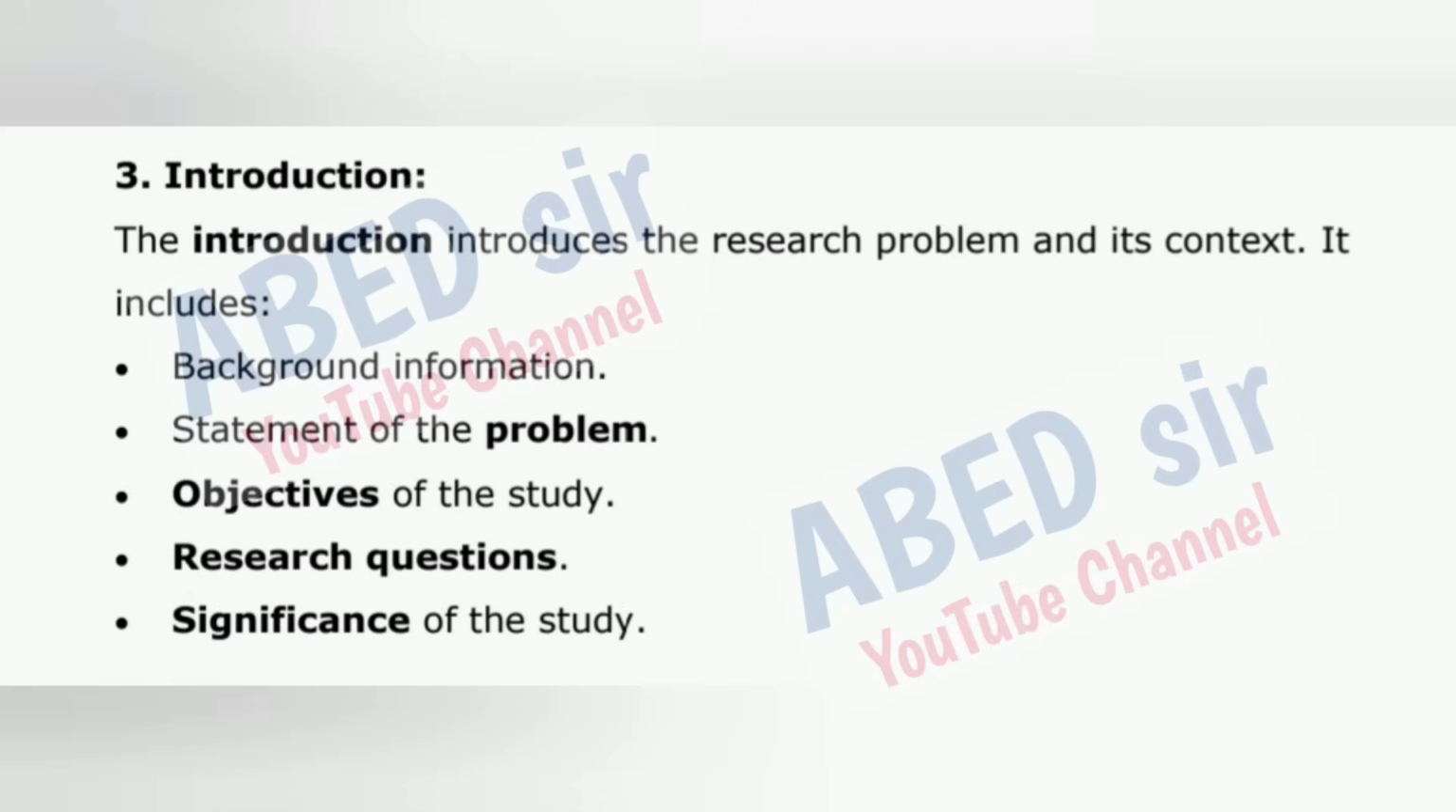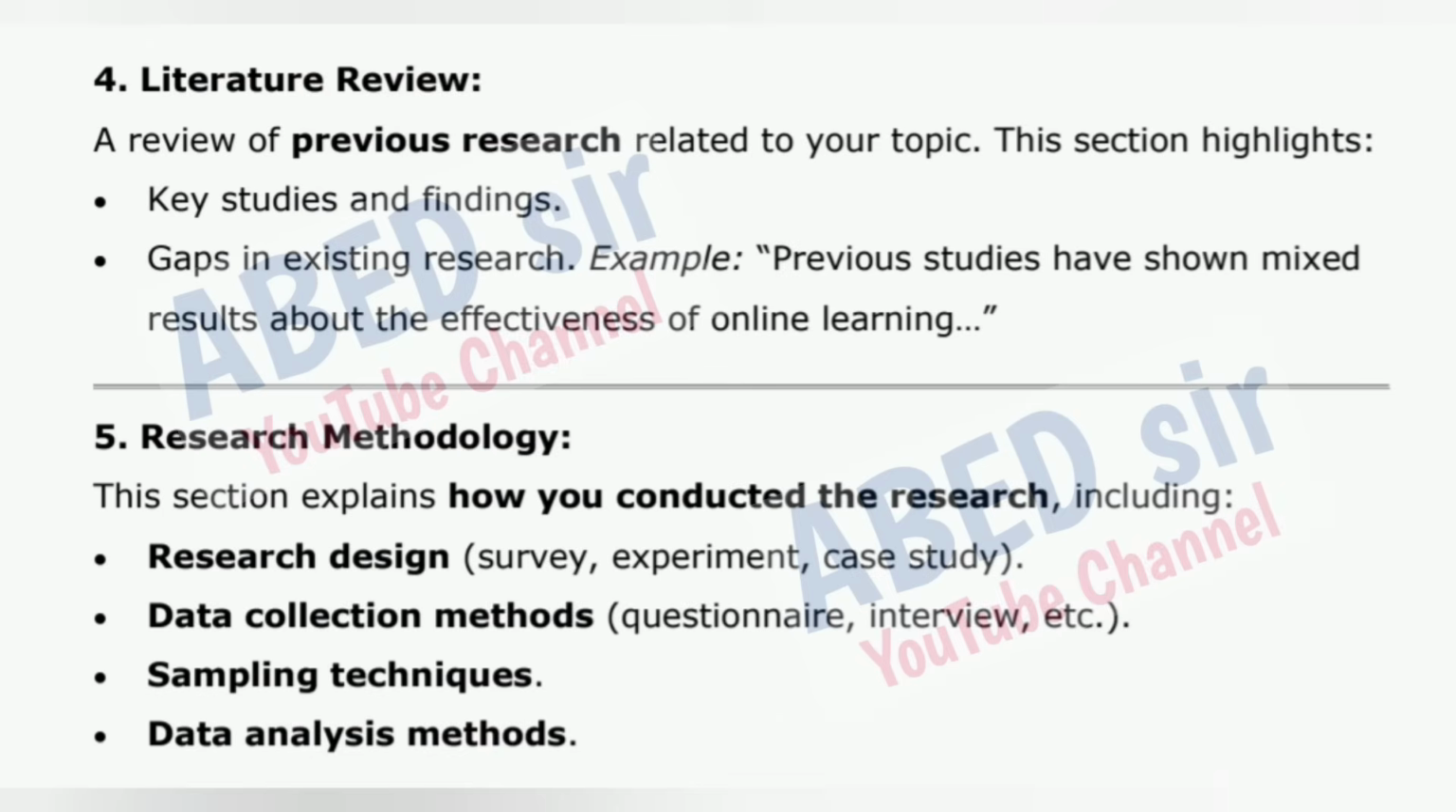3. Introduction. The introduction introduces the research problem and its context. It includes background information, statement of the problem, objectives of the study, research questions, significance of the study. 4. Literature review. A review of previous research related to your topic. This section highlights key studies and findings, gaps in existing research. Example, previous studies have shown mixed results about the effectiveness of online learning.